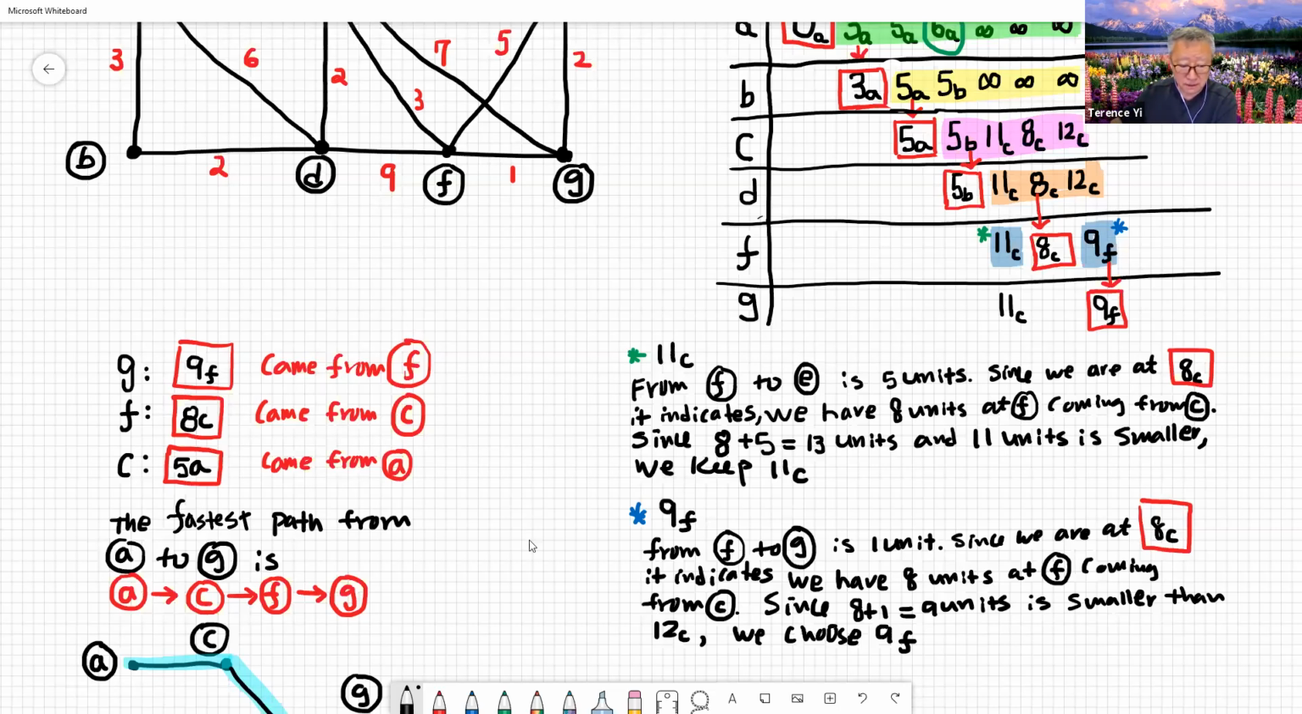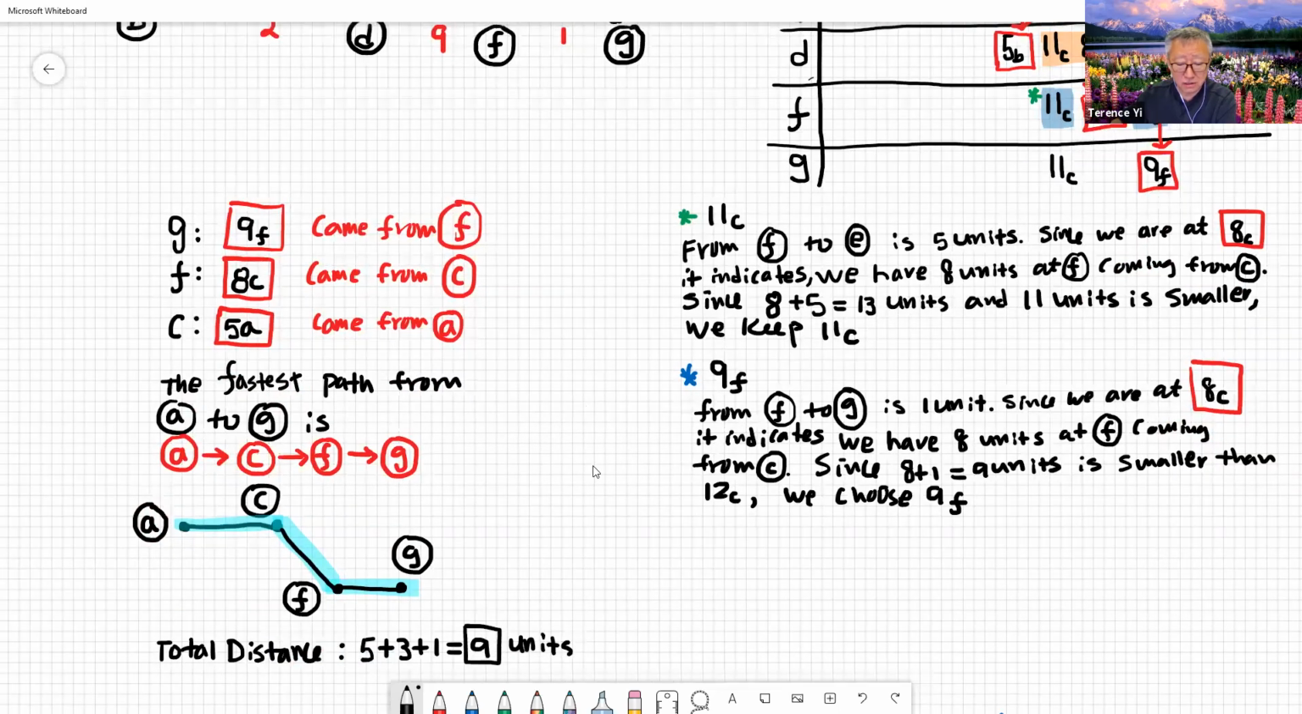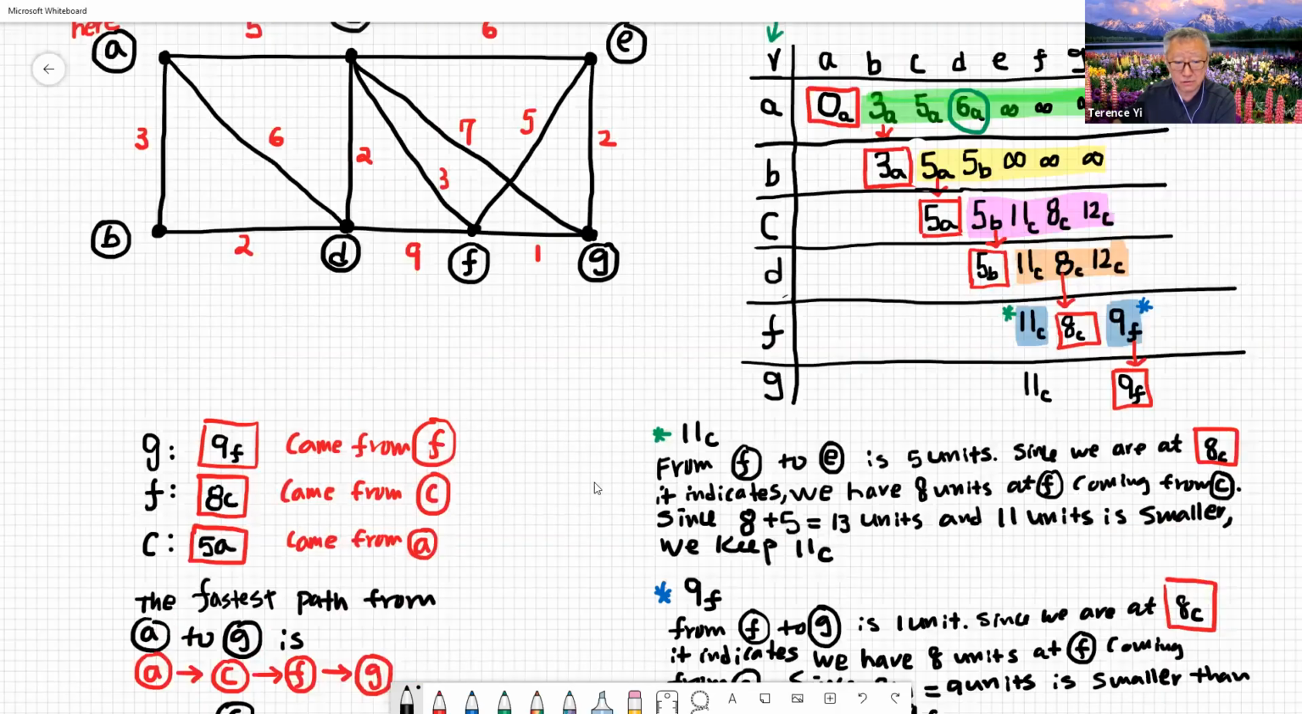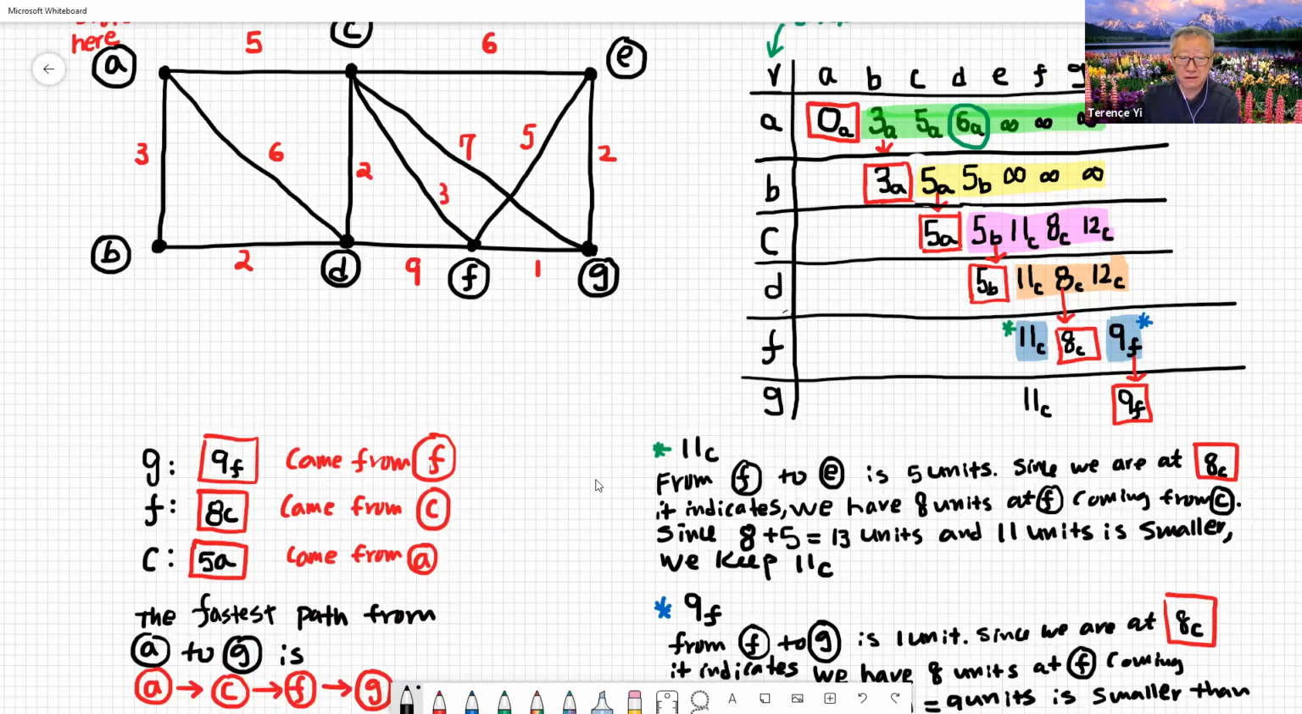So now if you look at A, C, F, and G, there are other paths besides A, C, F, and G, right? I mean, you could go like A, B, D, F, G. The A, C, F, G is not a unique path, okay? There are some other paths that you can take, but that's not going to be the fastest, okay?